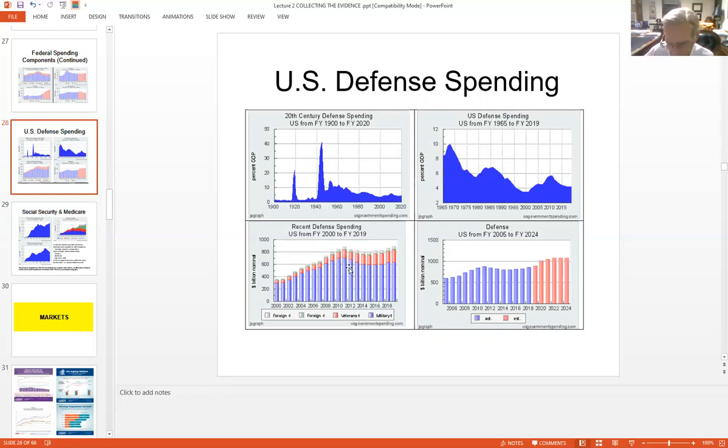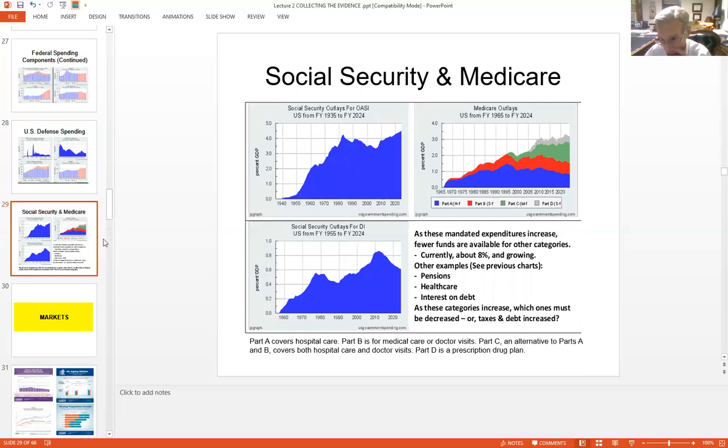The recent spending then, again, we can see that same chart that we saw earlier, but now the portion for Veterans Affairs is just a little bit clearer in this chart. And again, we see the projection going out to 2024 that we saw earlier. Social Security is one of those items that is crowding out other categories. It's not a large portion of the economy yet. Social Security represents about 4.5% of this year's GDP.